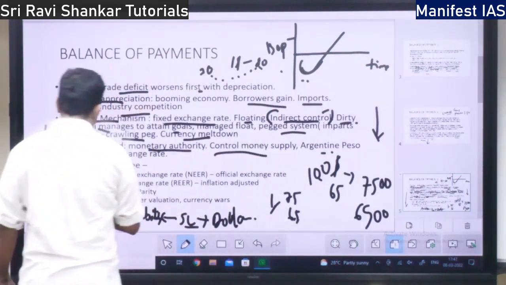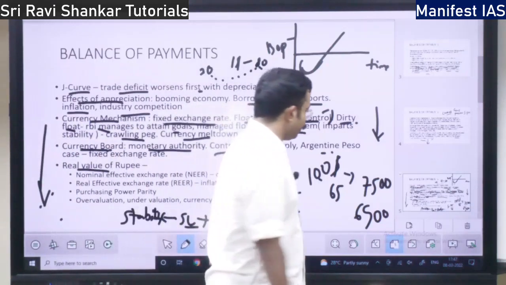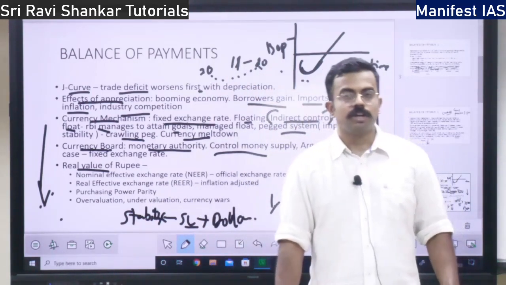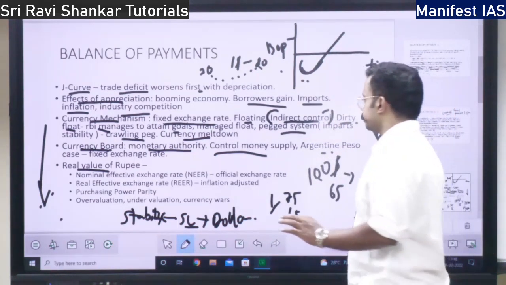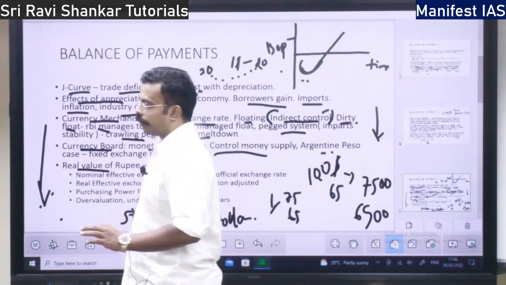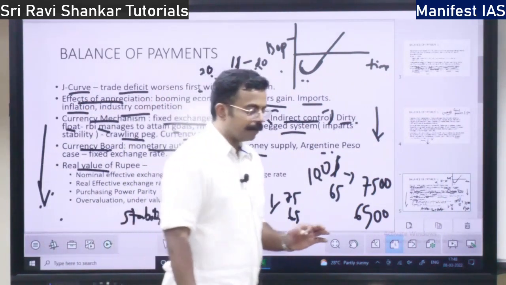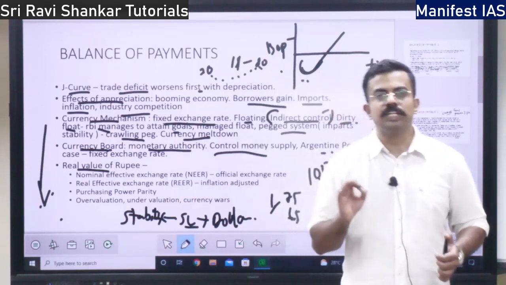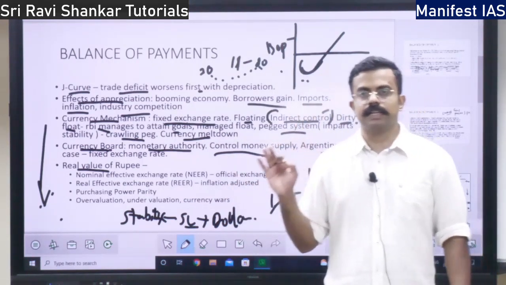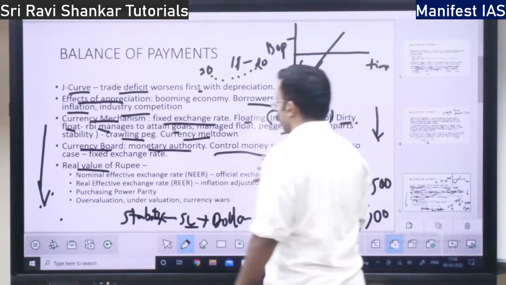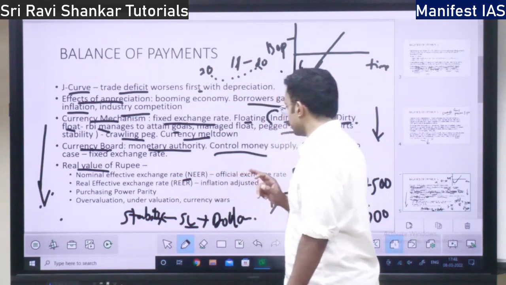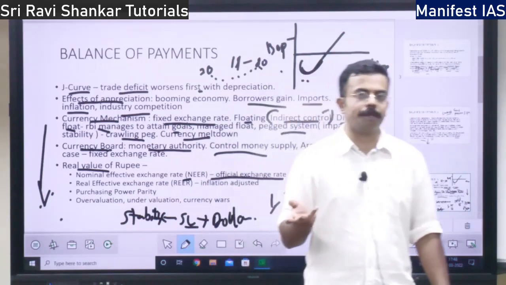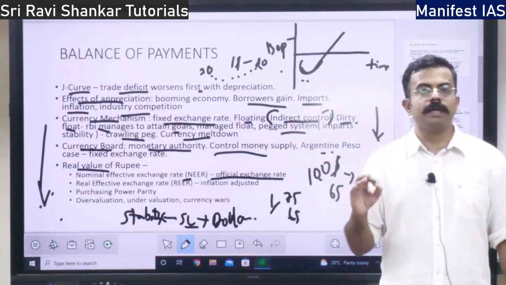Next you have the real value of the rupee. We have the nominal effective exchange rate, the NEER rate. Nominal means that exchange rate which is impacted by inflation. The exchange rate which is impacted by inflation is called the nominal effective exchange rate. This is the official exchange rate. Today we see the dollar is 75 rupees or the British pound is 101 rupees. That official exchange rate is the nominal effective exchange rate.